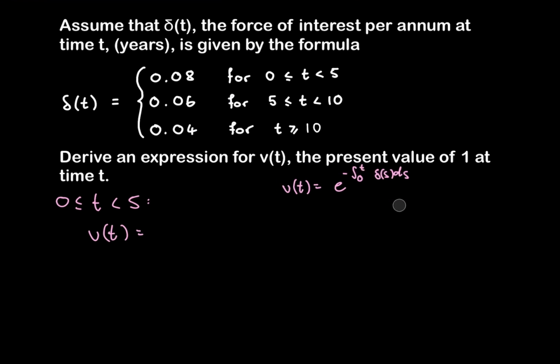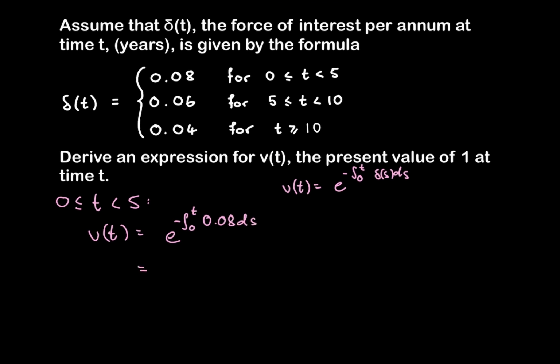Okay, that didn't really box very well, but that's important to note so that we can go ahead and use it for each of these time periods. So now we're between 0 and 5, and our force of interest is 0.08. So this is easy enough. We have e to the negative integral from 0 to t of 0.08 ds.